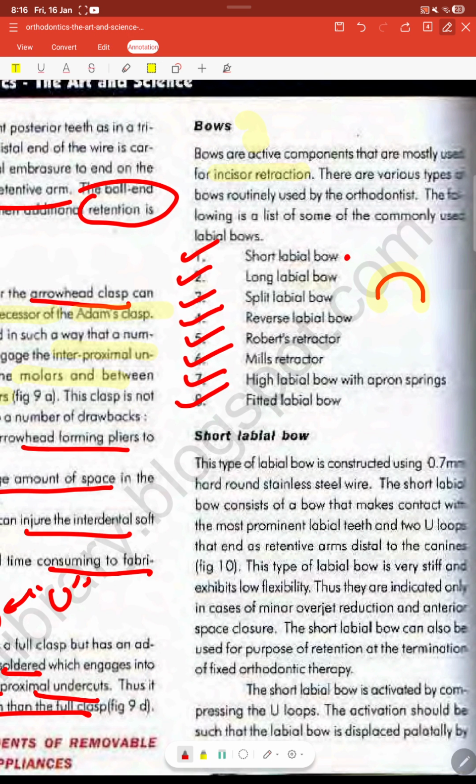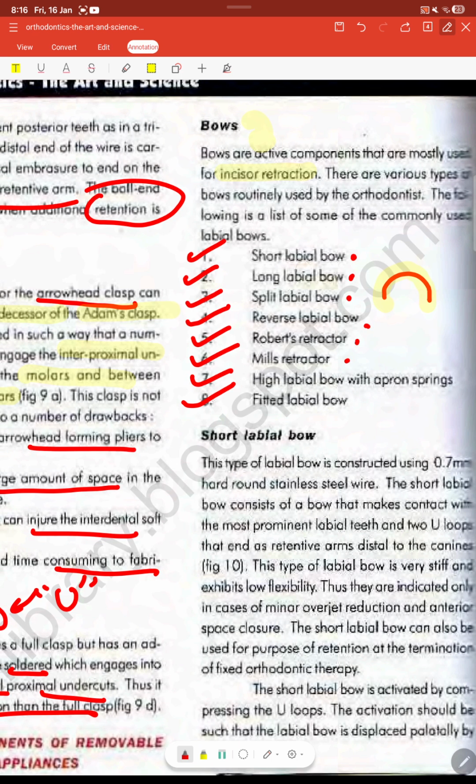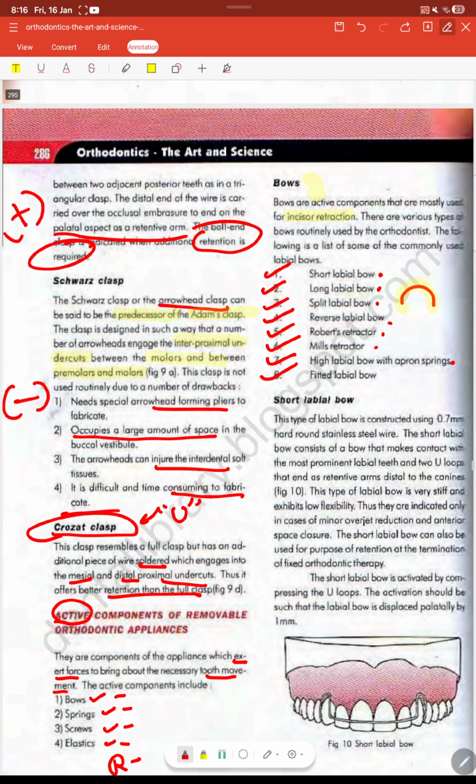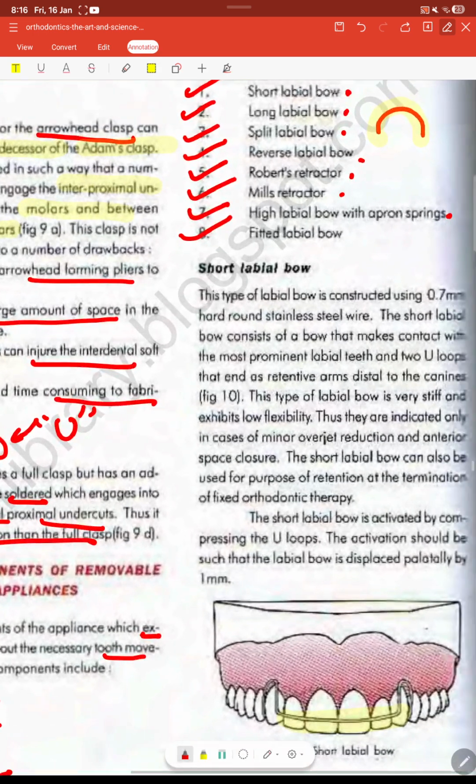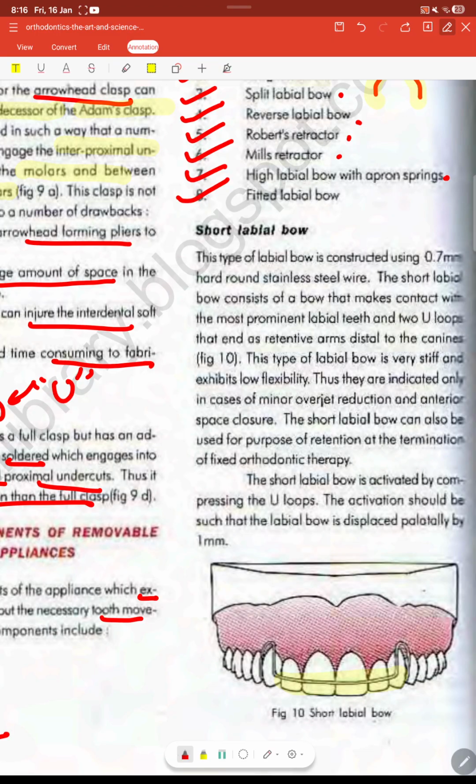Short labial bow, long labial bow, split labial bow, reverse labial bow, Roberts retractors, Mills retractors, high labial bow with apron springs, and fitted labial bow. So bows are mainly for incisor retraction. First we will start with the short labial bow.